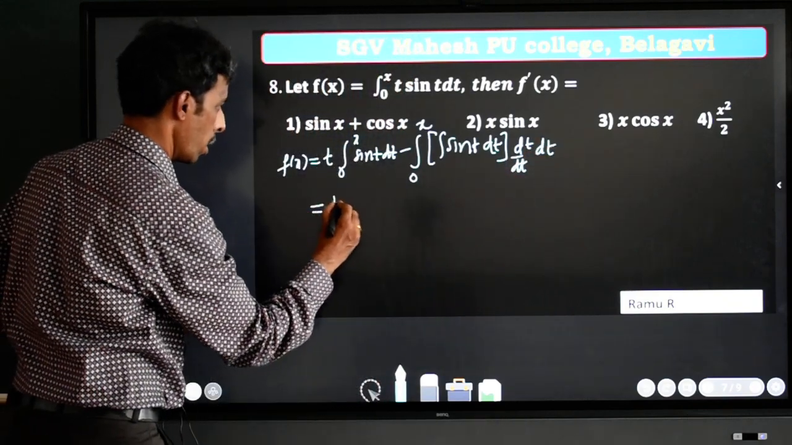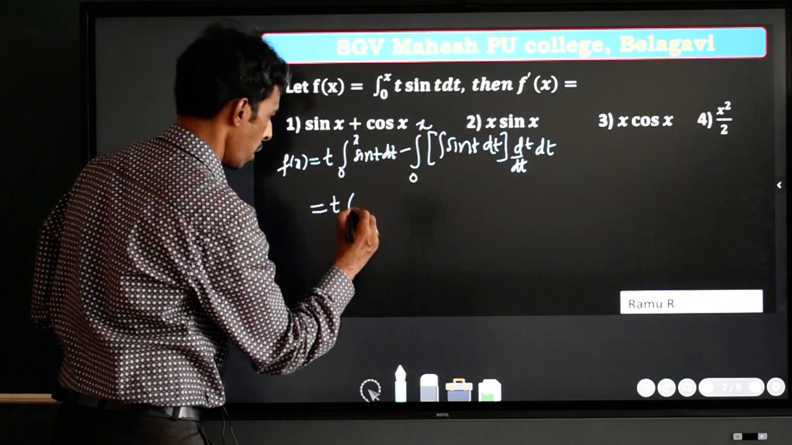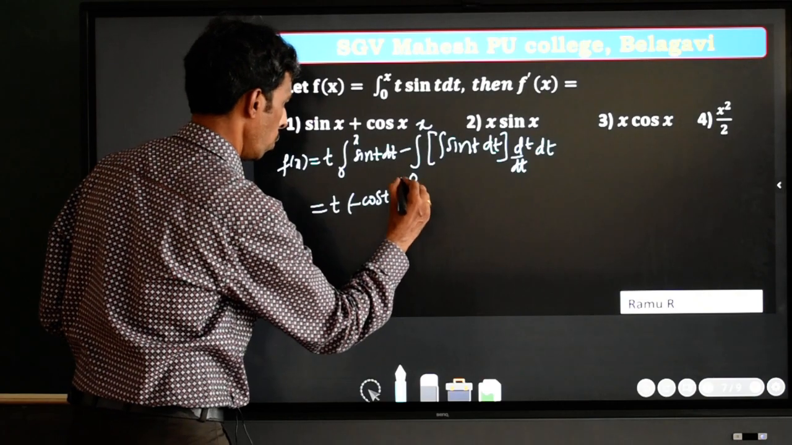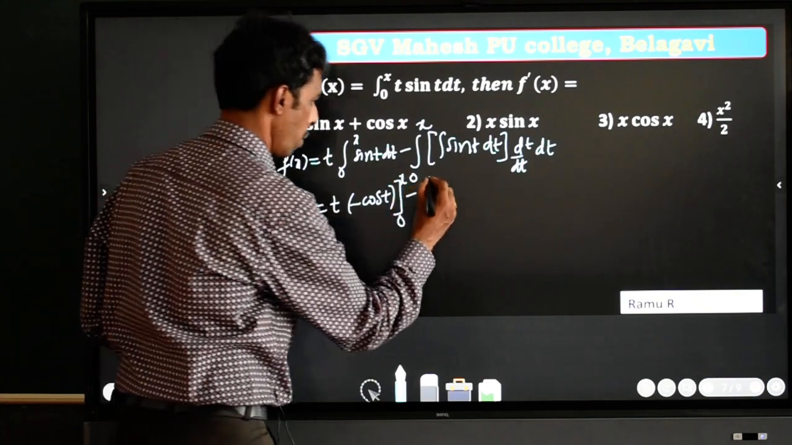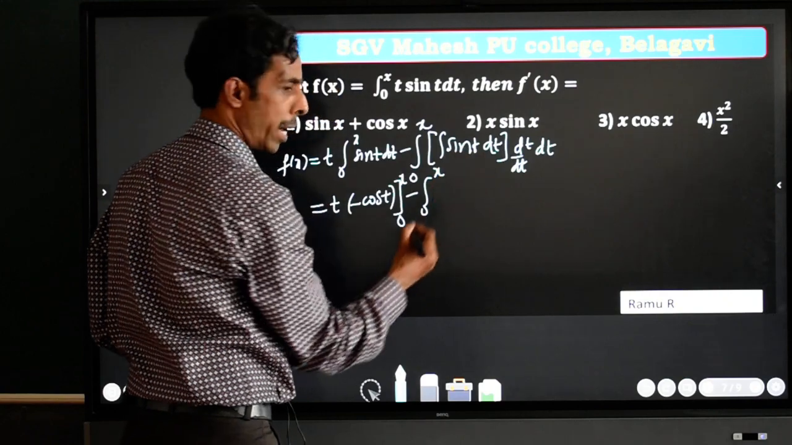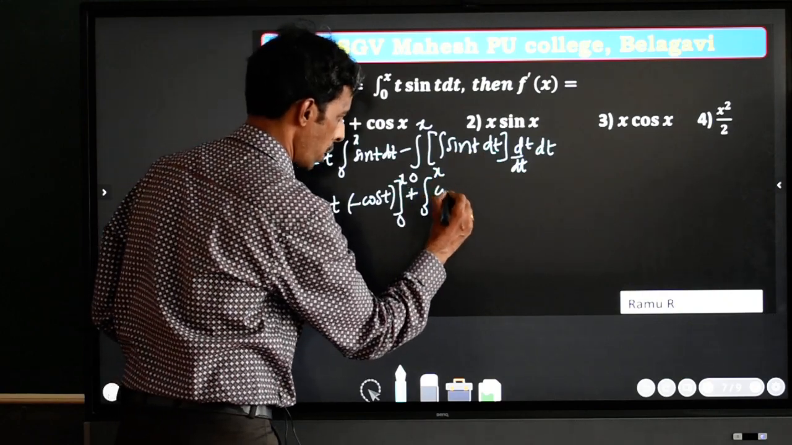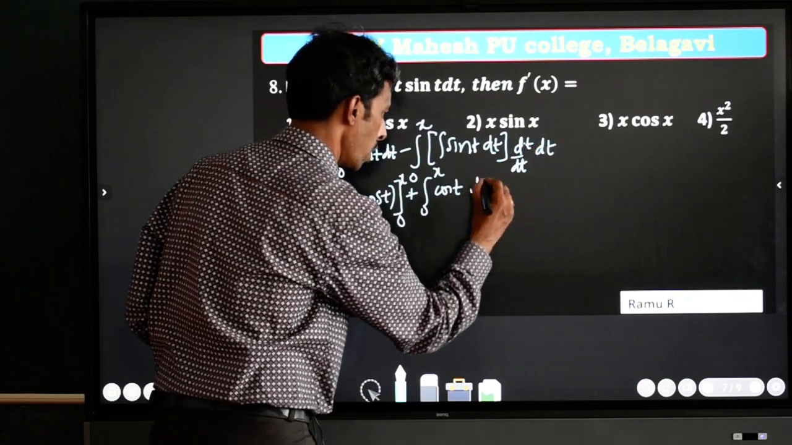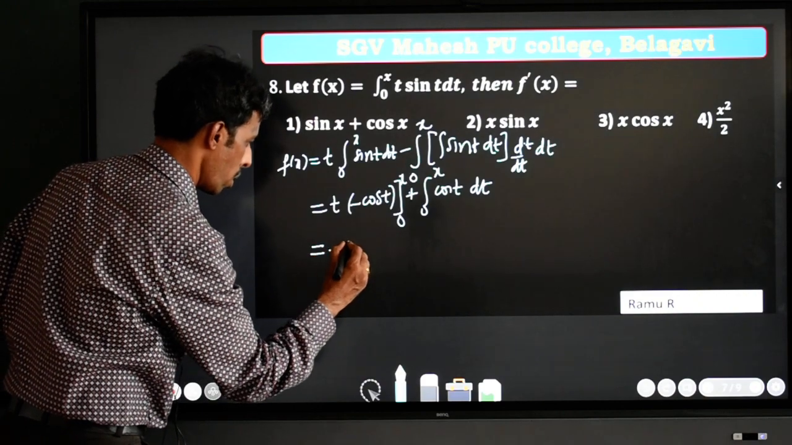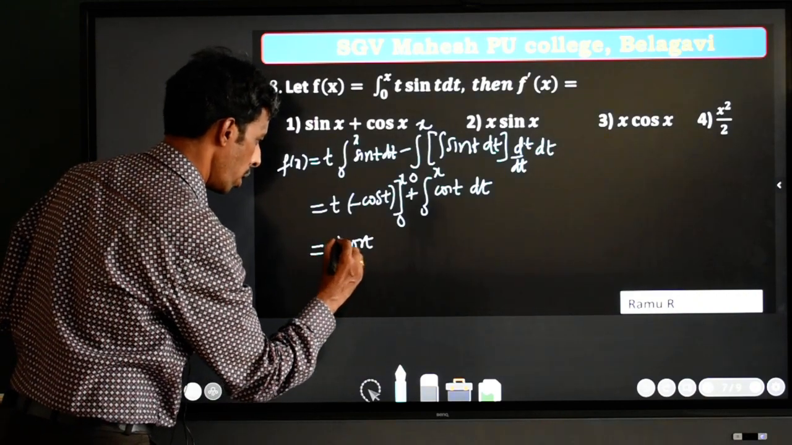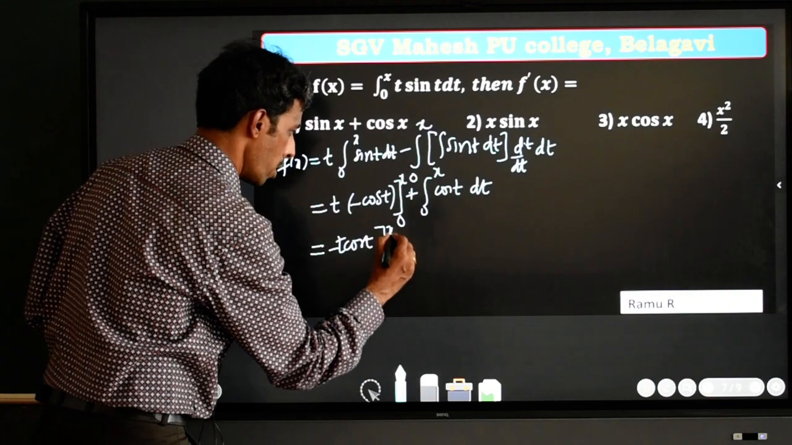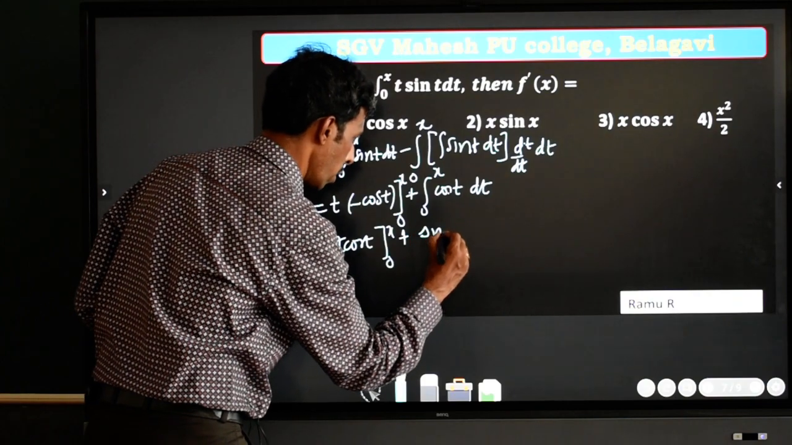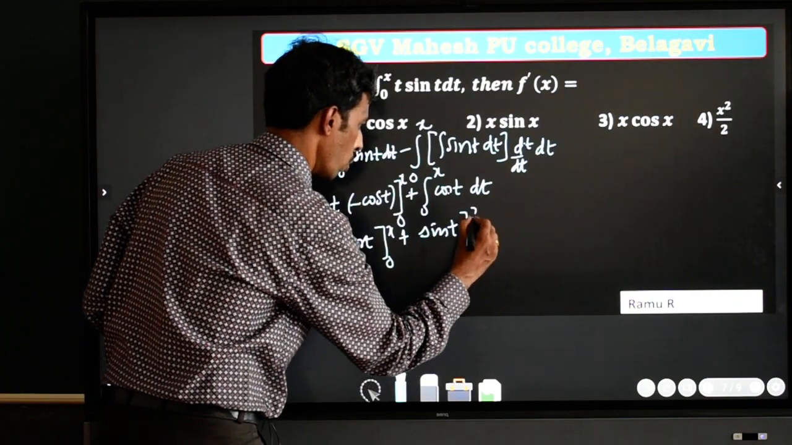This is equal to t. The integration of sin t is how much? Minus cos t. Its limits are 0 to x, minus the integration from 0 to x. The integration of sin t is minus cos t, minus into minus plus cos t. Then the differentiation of t will be 1 into again dt, it is dt. This is equal to minus t cos t, with limits 0 to x, plus the integration of cos t, which will be sin t. So the limits are 0 to x.